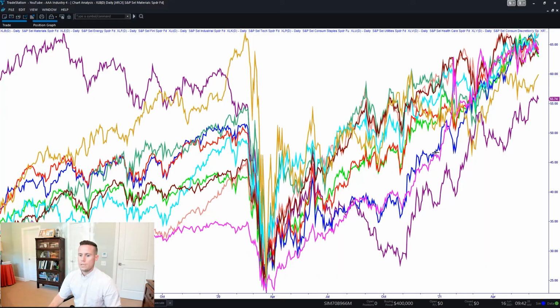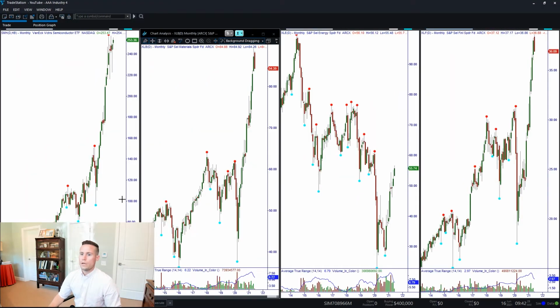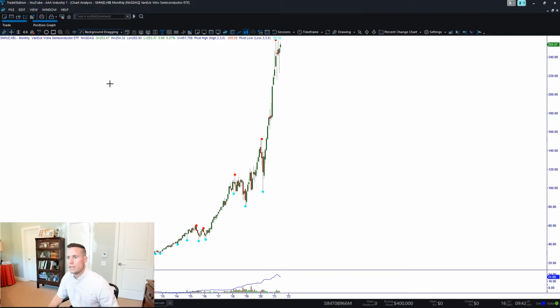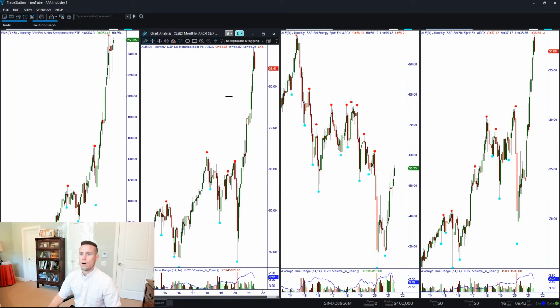So this is kind of how you do it. Or before I get into that, another way you can do it is just look at the straight sector itself. Sorry, this is the SMH. This is semiconductors. Also, you can tell this is a monthly chart, so every candle represents one month, and it's in a very strong uptrend. So semiconductor stocks, pretty bullish, going up pretty hard.